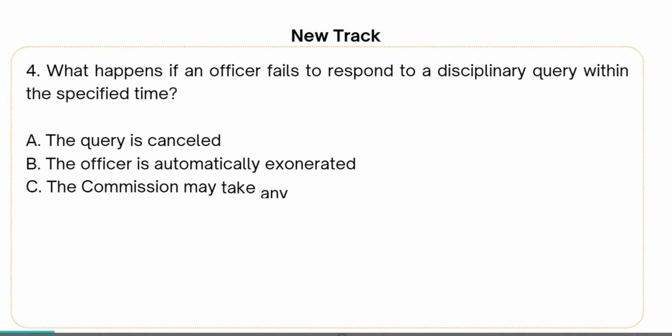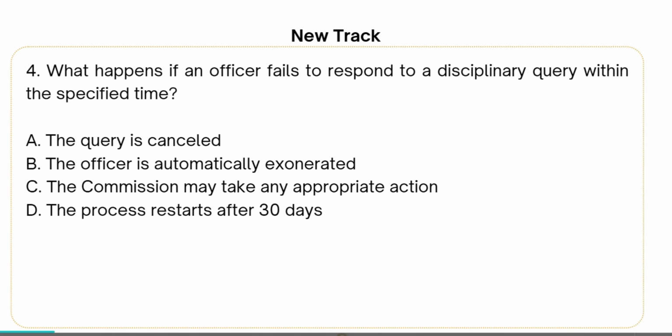Question number 4. What happens if an officer fails to respond to a disciplinary query within the specified time? A. The query is cancelled. B. The officer is automatically exonerated. C. The commission may take any appropriate action. And D. The process restarts after 30 days.